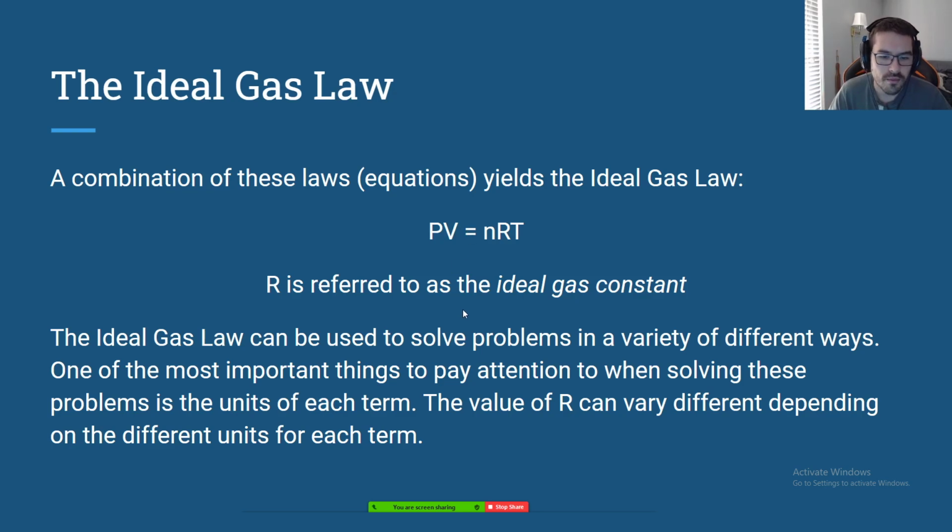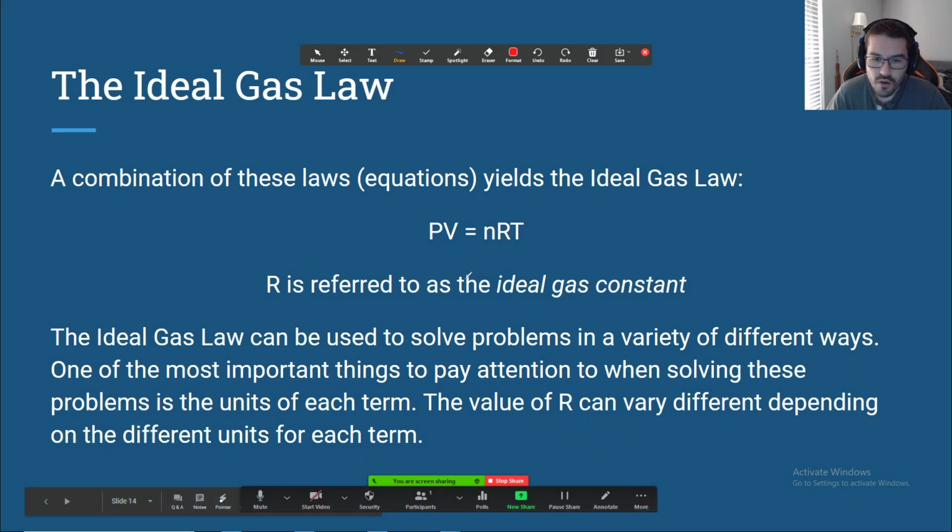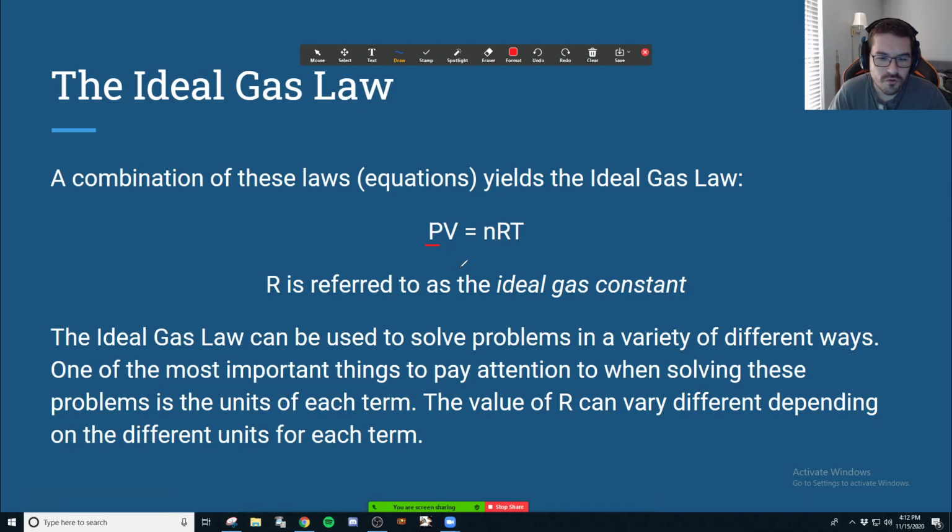The most important thing to pay attention to, though, when solving gas law problems are the units. Because remember, we have like 6 different possible units for pressure. Volume can be measured in a few different ways. That could be liters, or centimeters cubed, or inches cubed. You got to be careful there. N is usually going to be moles, so you don't have to worry too much about that. T could be degrees F, or degrees Celsius, or really what it's going to be almost always is Kelvin. We'll talk about that more in the problem solving video.